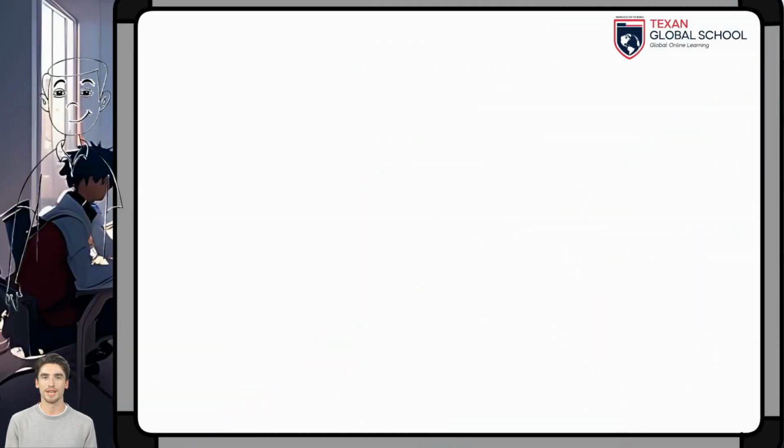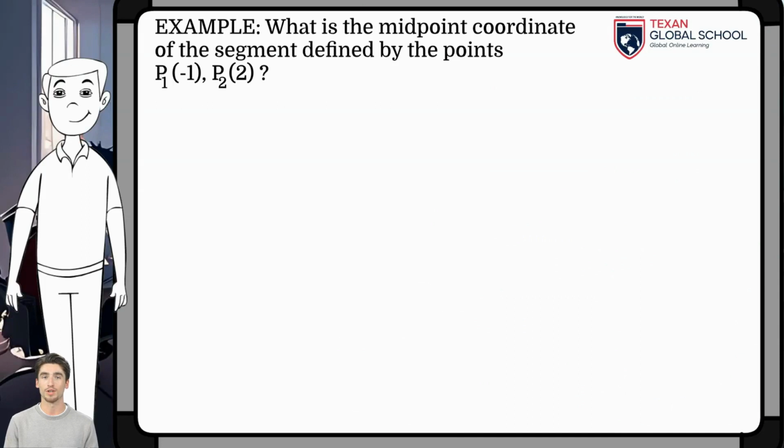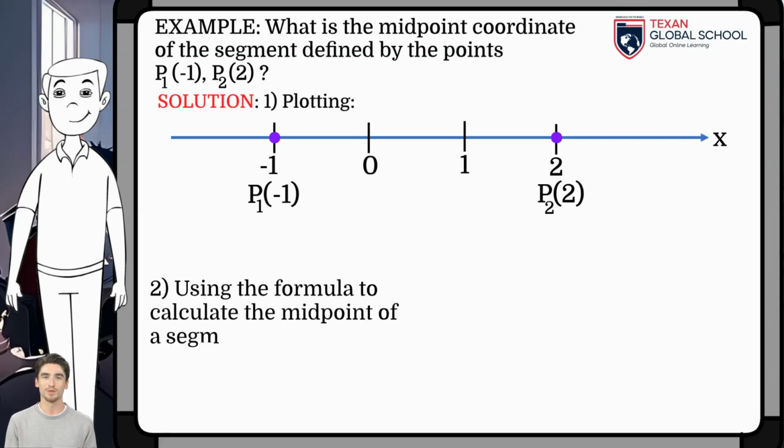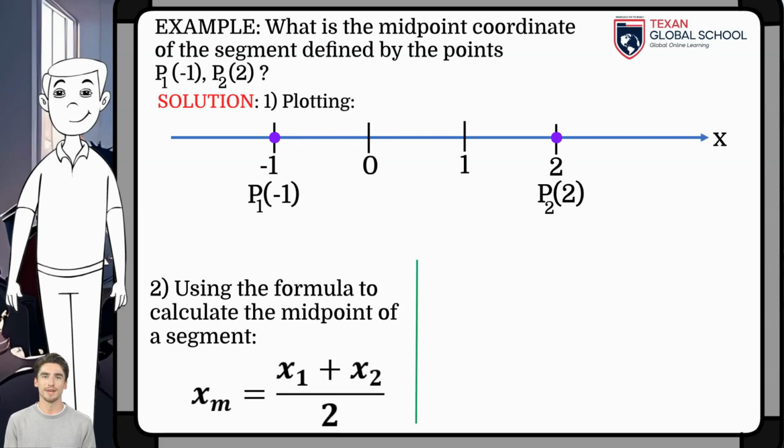Let's look at another example. What is the midpoint coordinate of the segment defined by the points P1 of coordinate -1 and P subscript 2 of coordinate 2? First, plot the points of the segment. Between the endpoints of the segment, there must be a point, P with coordinate x_m, which divides it into 2 equal parts. Then, use the formula to calculate the midpoint, P_m, of coordinate x_m.